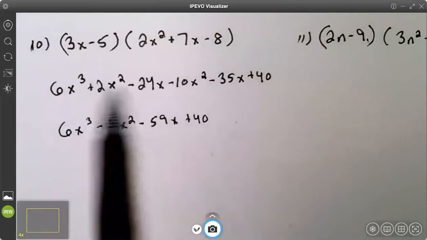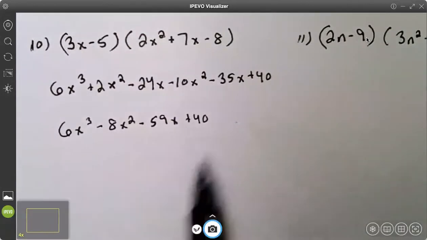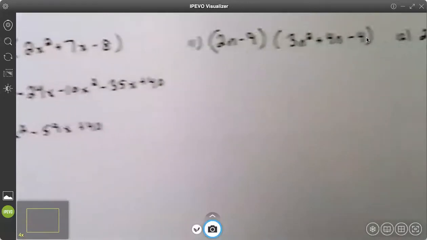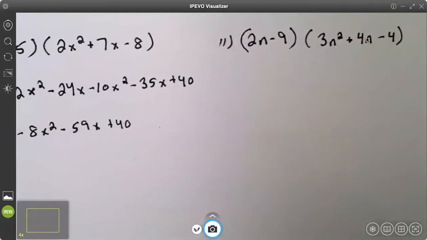2 terms times 3 terms gave me 6 terms. I combined like terms and ended up with 4 terms. Let's do one more of those. Number 11.